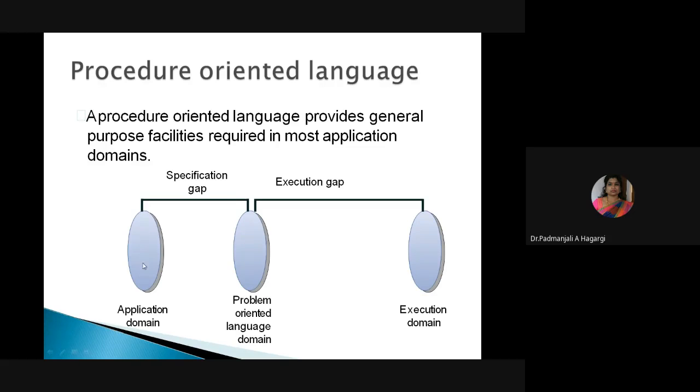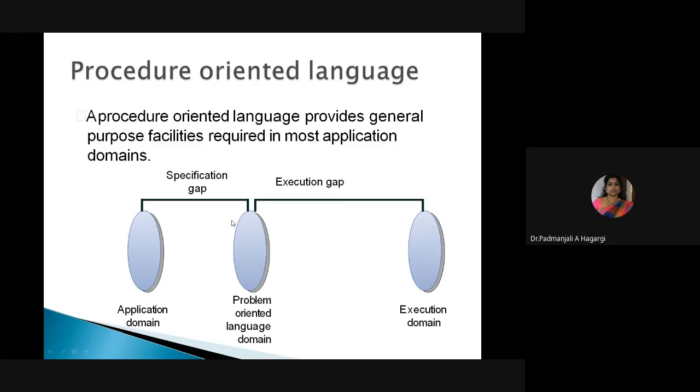For example, I'm doing a project on a rating app. In what language should that rating app application be done? Should it be done in C, C++, or Java? What is the good language so that I can make that choice? We should resolve the specification gap first, and then it helps in resolving the execution gap.